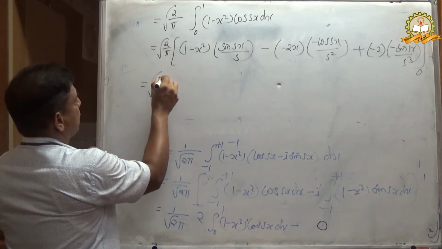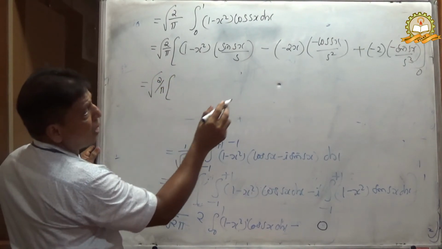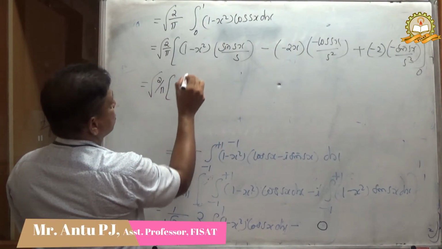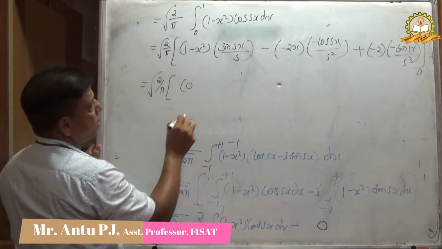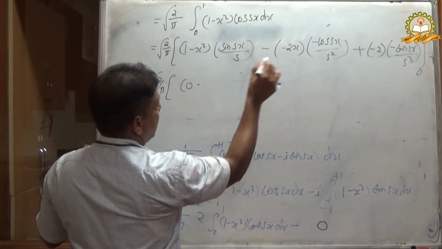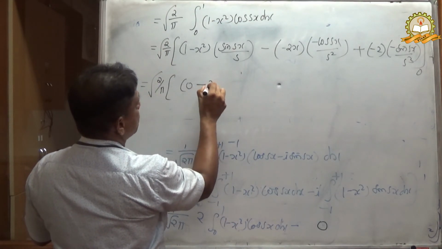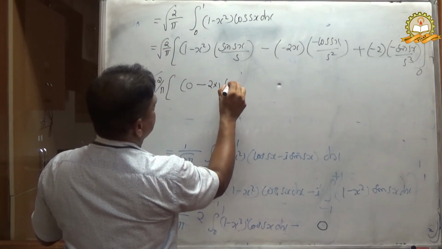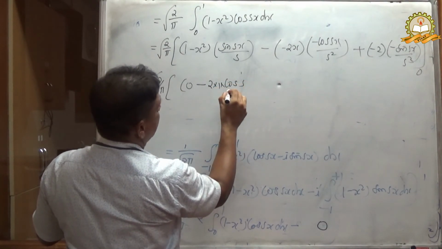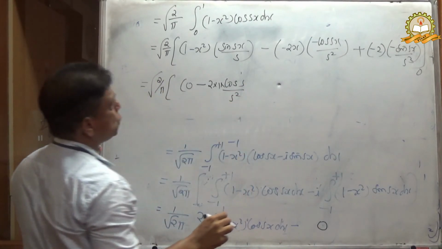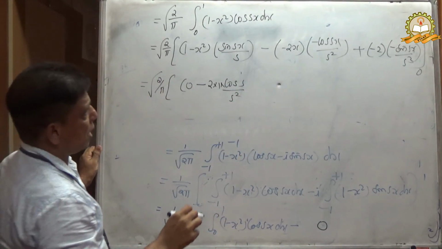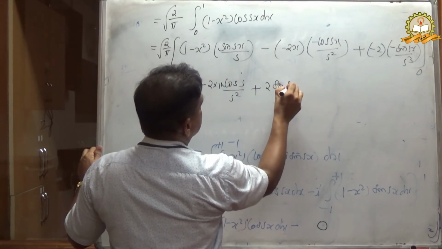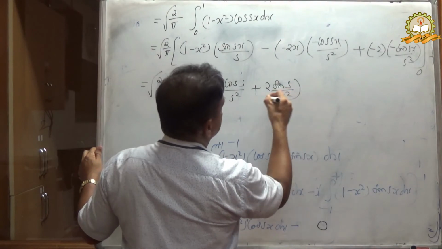Root of 2 by pi. We apply the first limit, the upper limit 1. In the first case, 1 minus 1, so the first part will be 0. Then in the second case, minus 2 into 1 into cos s by s square, then plus 2 sin s by s cube. This is the upper part.